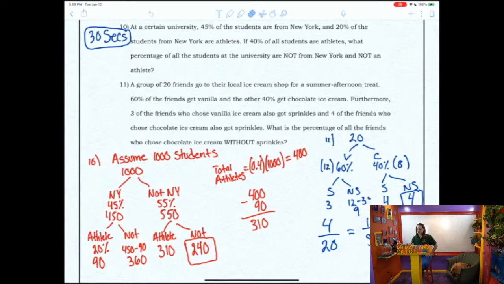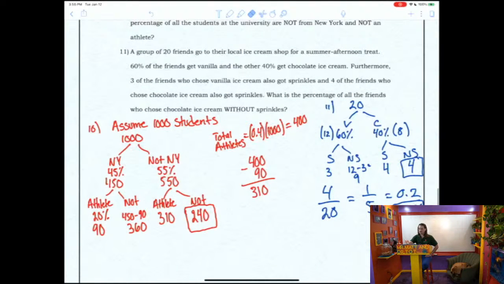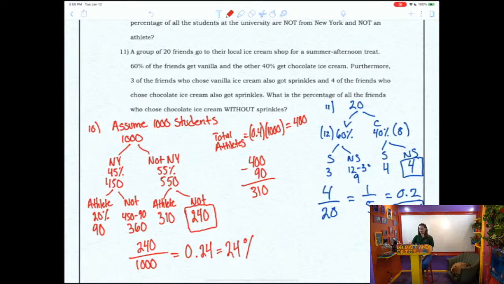So the final answer here, what percentage of all students, we would take 240 divided by 1,000, because we're assuming a hypothetical 1,000 total students. So 240 divided by 1,000 is going to give us 0.24, which written as a percent, which is what they asked for, is going to be 24%. If you enter in 0.24 as an answer here, that is going to be graded as incorrect.